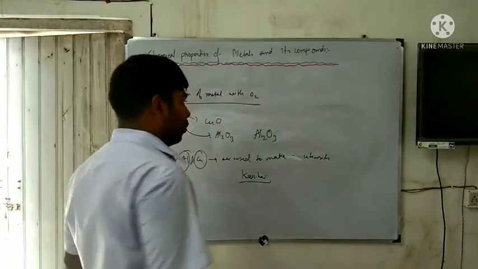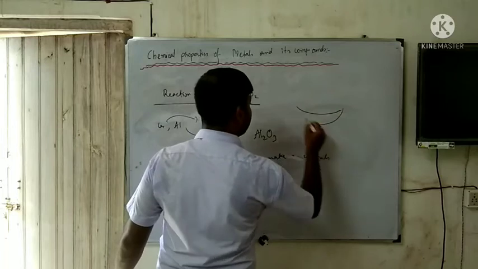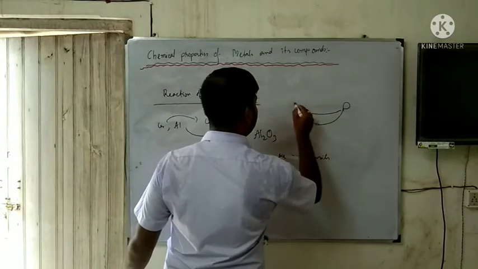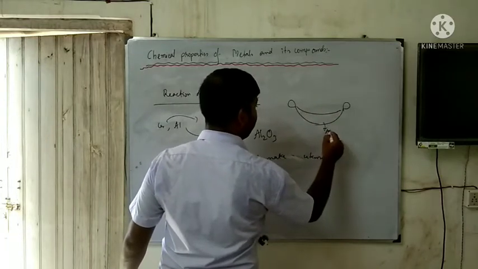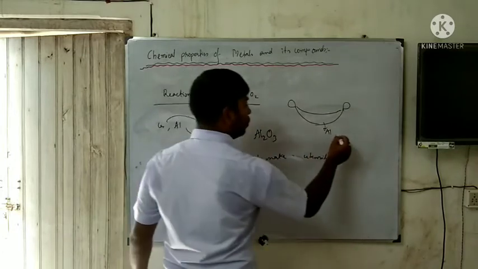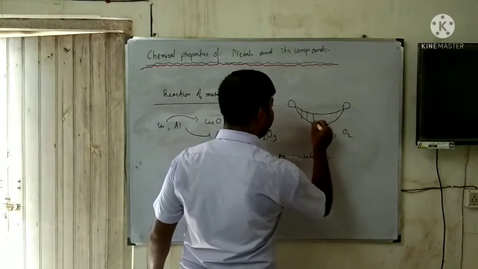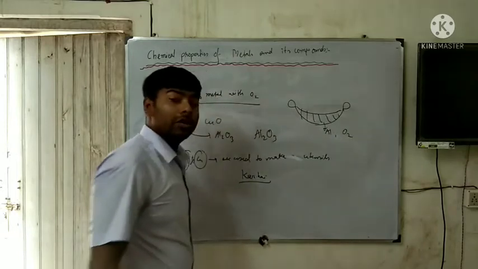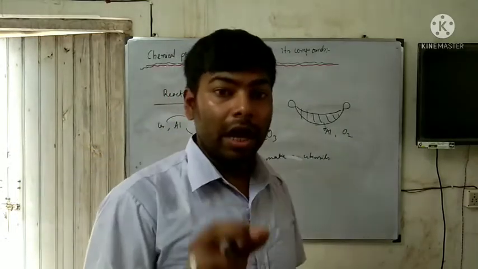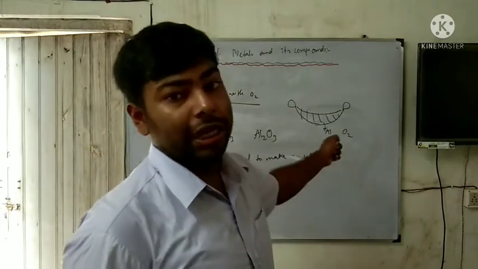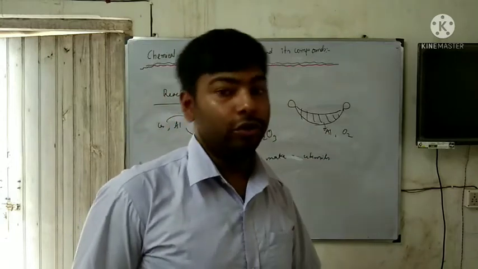Suppose it is a utensil, a karai. If it is made up of aluminum, then this aluminum will combine with oxygen and form a layer of aluminum oxide on the utensil, which prevents harmful chemical reactions between this element and our food.